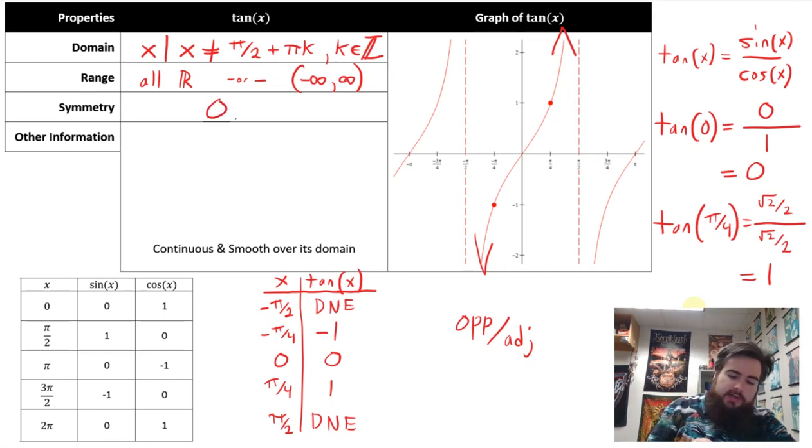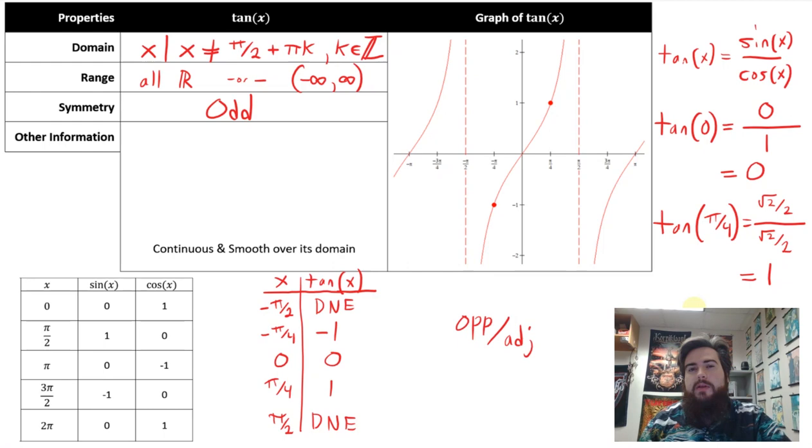In terms of the symmetry, the symmetry for tangent is going to be odd, as if you take this function and spin it around the origin, it has rotational symmetry. That therefore means that if you plug in a negative input into tangent, you can apply odd identities to this, which means that you can pull the negative on the inside of the function out in front.